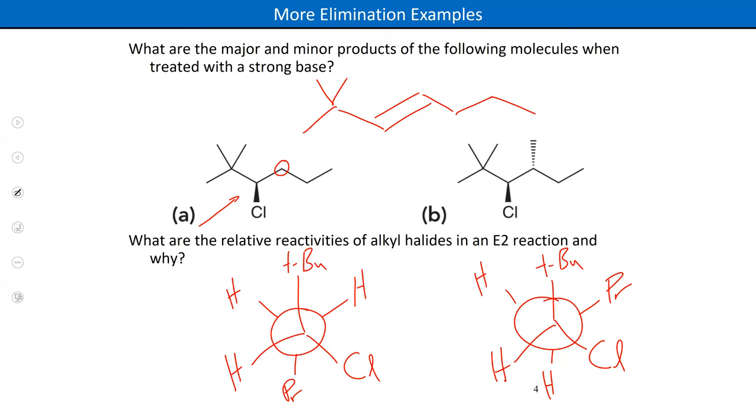If you go back to when we first learned our Newman diagrams, we said most of the time it's going to be in the most stable state, right? This is really unstable because of the two big groups here; the propyl group is gauche to both of them. So it's a much less stable conformer. So we're much more likely to have it here. And if it's here, it gives us the trans when it goes through the reaction. Good.